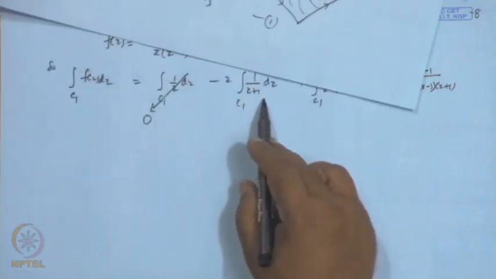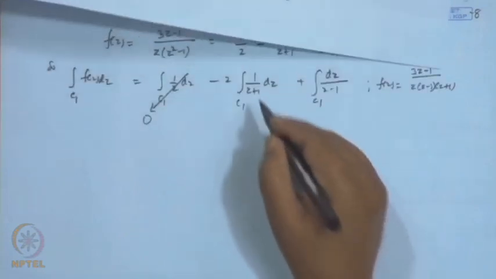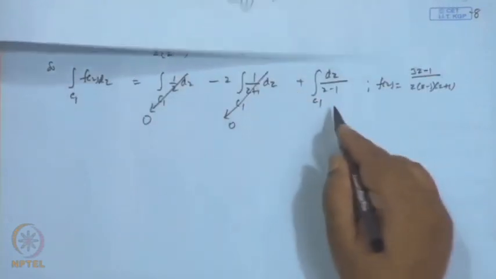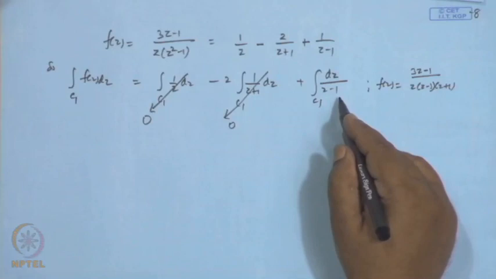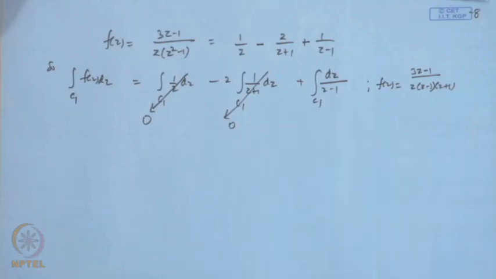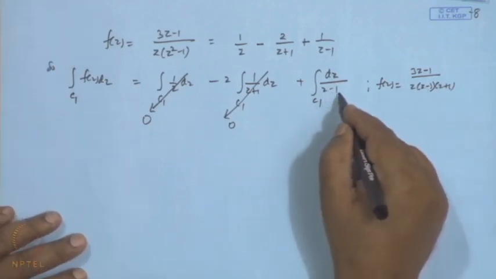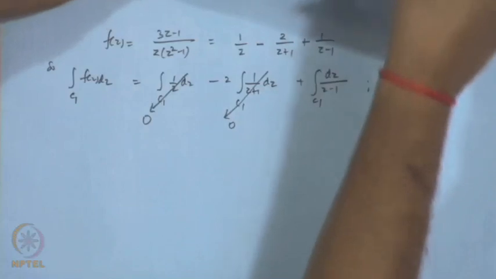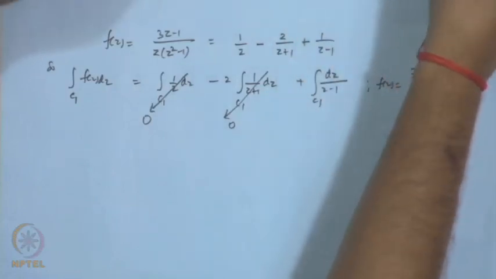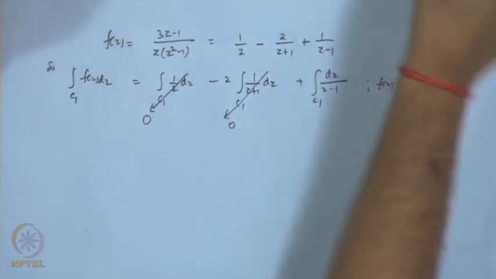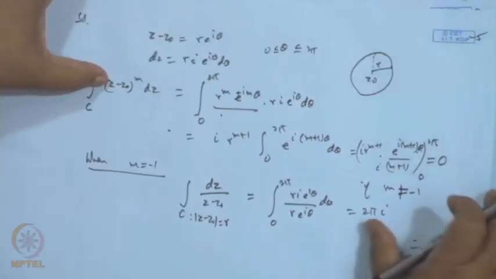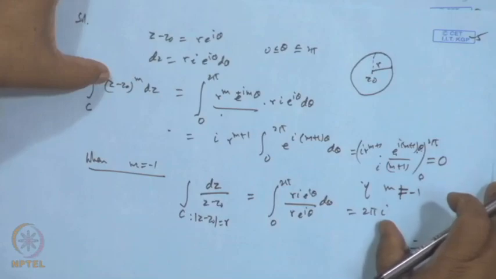Then for z plus 1, z equal to minus 1 again lies outside. So, again the value will be 0. But z equal to 1 lies inside. So, the value of this integral is nothing but the integral of dz over z minus 1. We have already seen an example where the integral of (z minus z naught) to the power m, when m is minus 1, the value is 2 pi i.